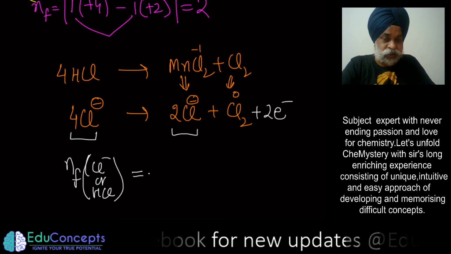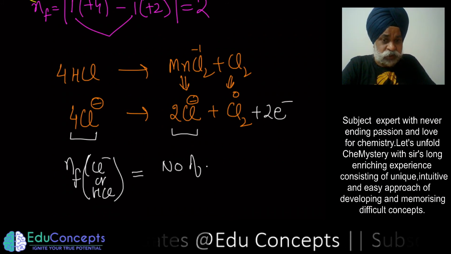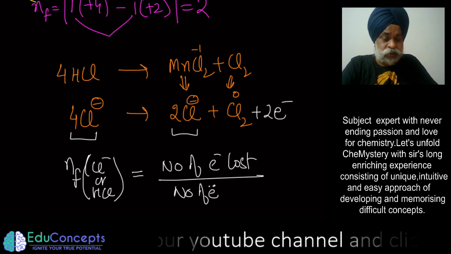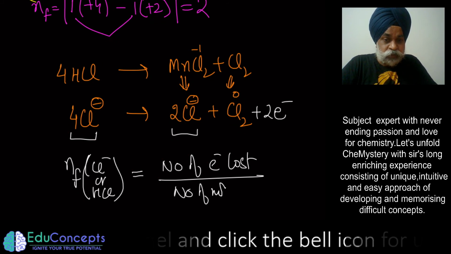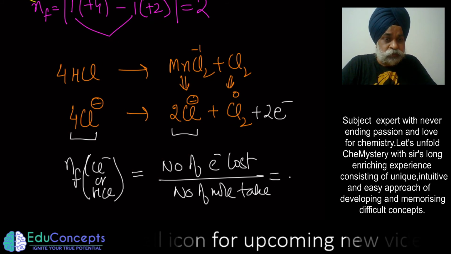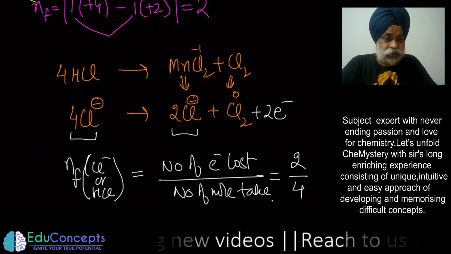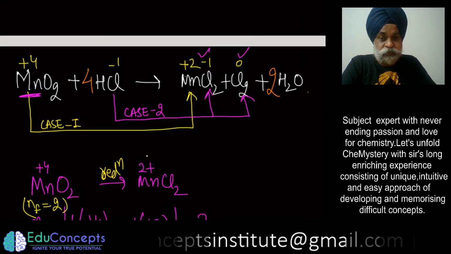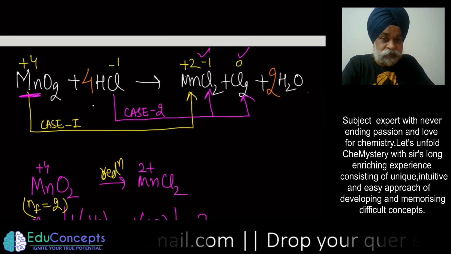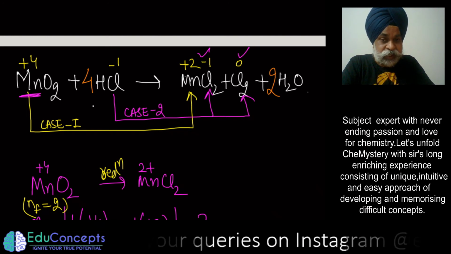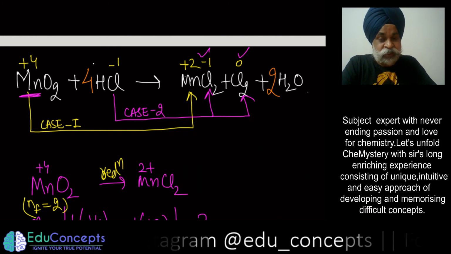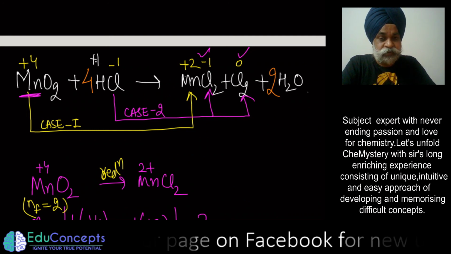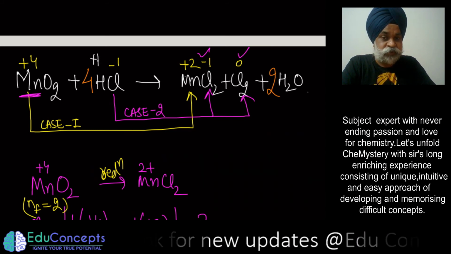is in this case how much? Number of electrons lost divided by number of moles taken. So number of moles taken are 4 and number of electrons lost is 2, that is half. So the n factor of HCl would be surprising to many of you, because many times you people say HCl has to be an acid, and here it is not actually behaving as an acid, because the oxidation state of H positive hasn't changed.